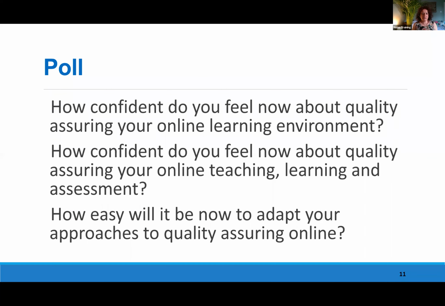Okay, so that's a little summary of where we've got to. I want you now to think about how confident you feel about quality assuring your online learning environment, now that you've had a chance to have a little bit of input from the Ofsted findings, some think time, and done some of those activities. Hopefully you will have shifted slightly in your confidence level, because what you will have seen is that a lot of what you're doing is what Ofsted has seen as good practice. So take some confidence in that.